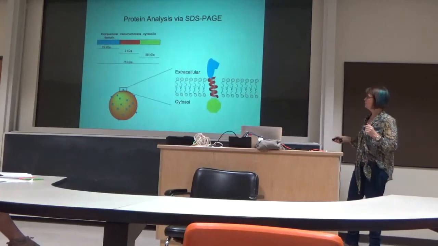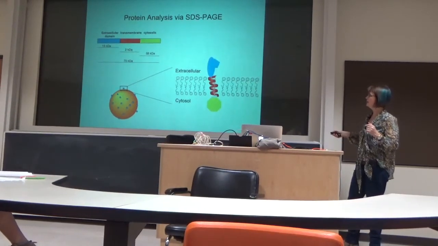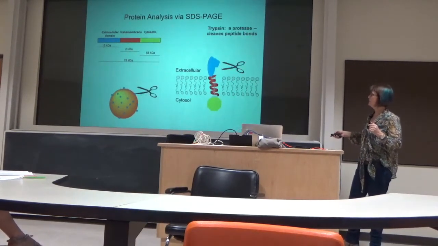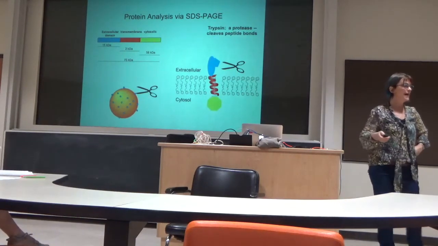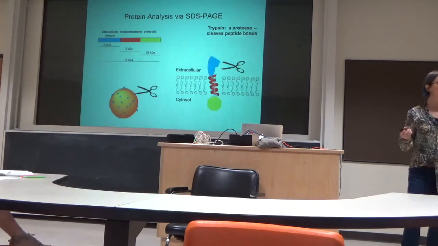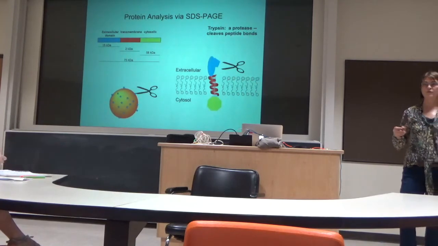68K, but those are domains. The single polypeptide is 75K. And then we started to introduce the sort of experiments you do to analyze what part of this protein is on the outside and what part's on the inside. We know that the protein is 75K. We have no idea how many transmembrane domains it has, and what parts are on the outside and what parts are on the inside.